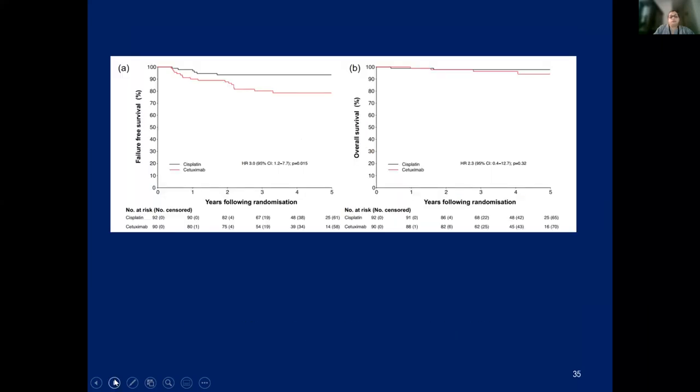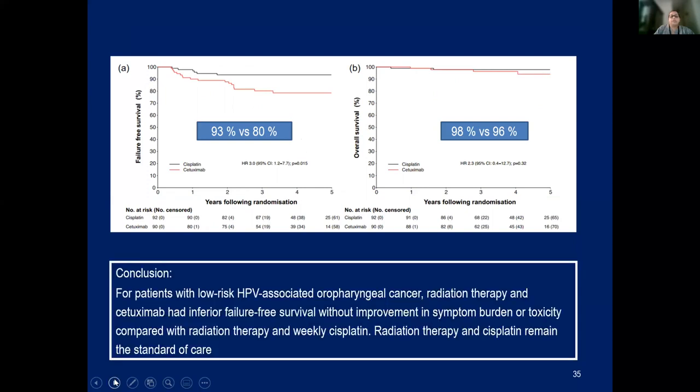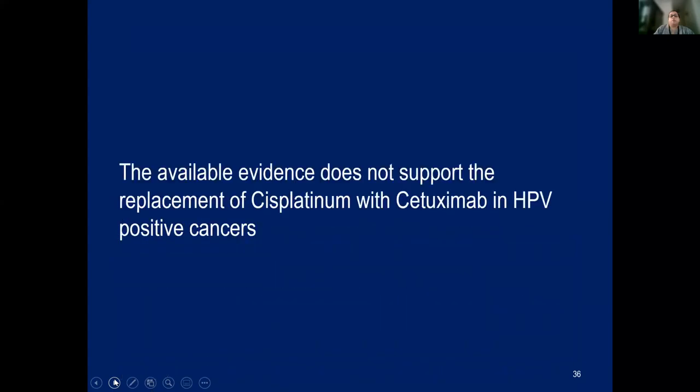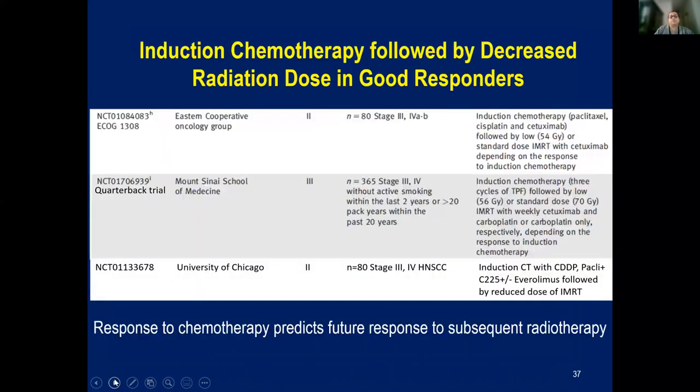There was no difference. What they also saw in the outcomes was that there seemed to be a detriment for the group which was receiving cetuximab, and hence they concluded that there seemed to be no improvement in symptom burden or toxicity, and radiation and cisplatinum remained the standard of care. Now from here, what the 3 randomized trials tell us is that they do not support the replacement of cisplatinum with cetuximab in HPV positive cancers.